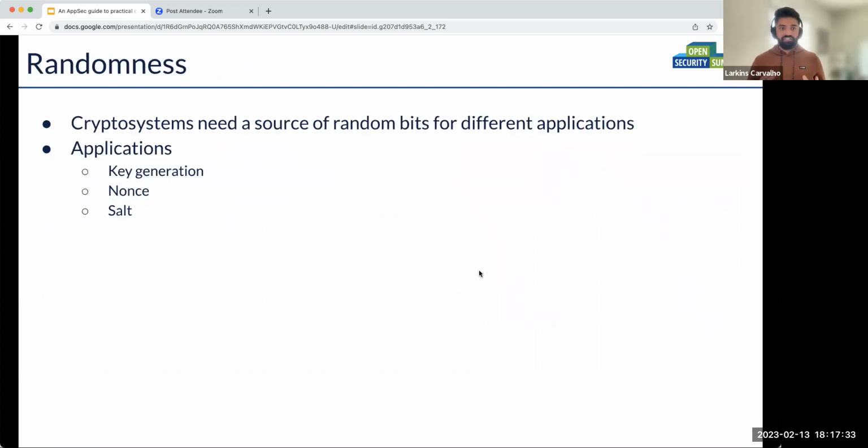Randomness. Cryptography systems need a source of random bytes for different applications. The randomness is used for key generation, nonce, salt. There are different ways of generating randomness. Some of the true random sources are hardware, but they are expensive to generate. For that, we use pseudo-random generators on top of the random sources we get from hardware.